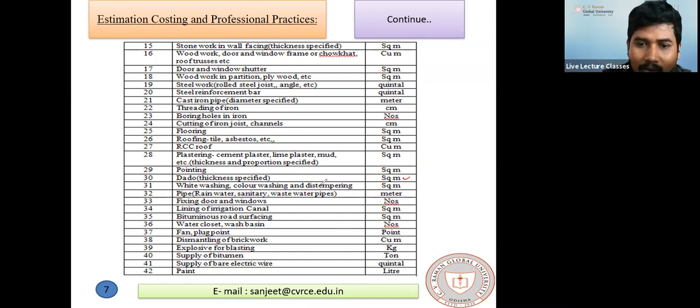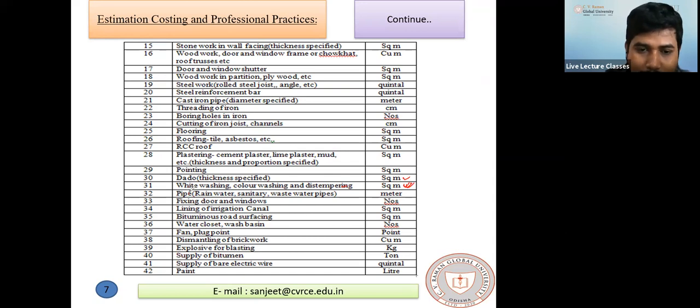Then white washing, color washing, distempering, that coloring part, everything is in square meter. If you bring the color or paint from the market, they sell it in liters. If you want to buy the paint, you tell the shopkeeper you want 10 liters of color. But while you are applying paint over the surface, as compared to the thickness, the length and height is very high. So the unit of white washing, color washing and distempering is all in square meter.